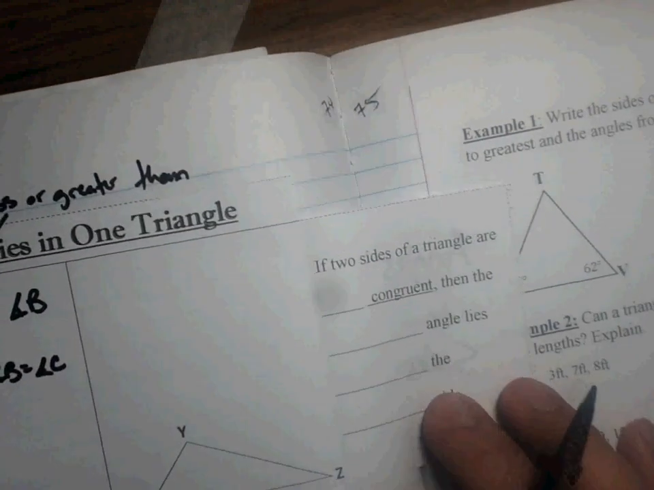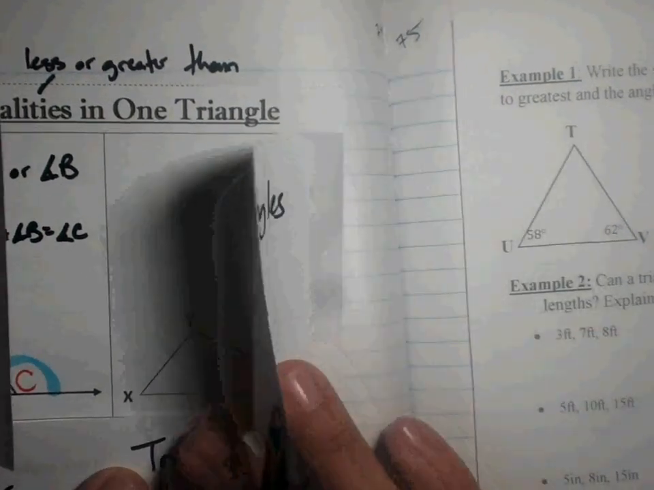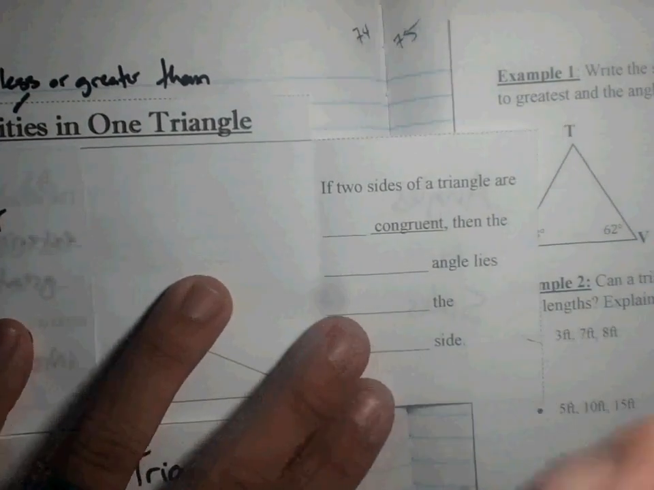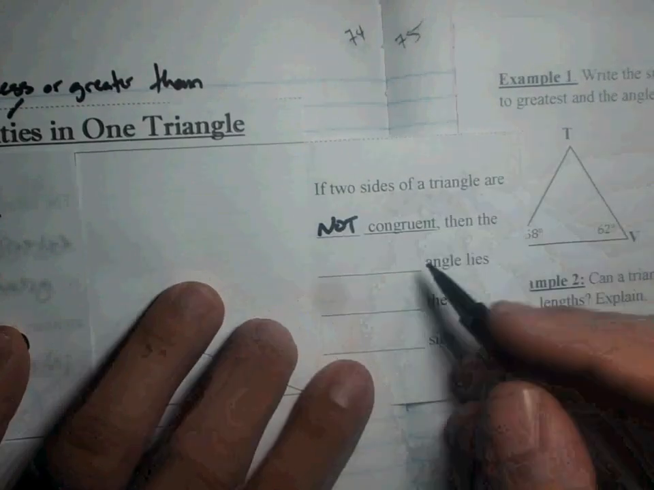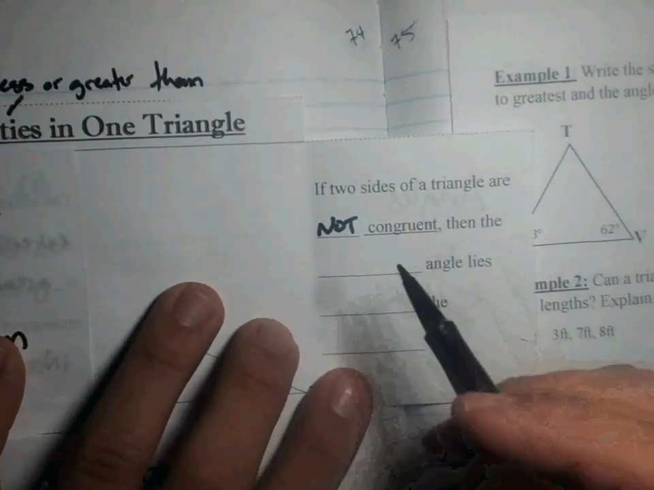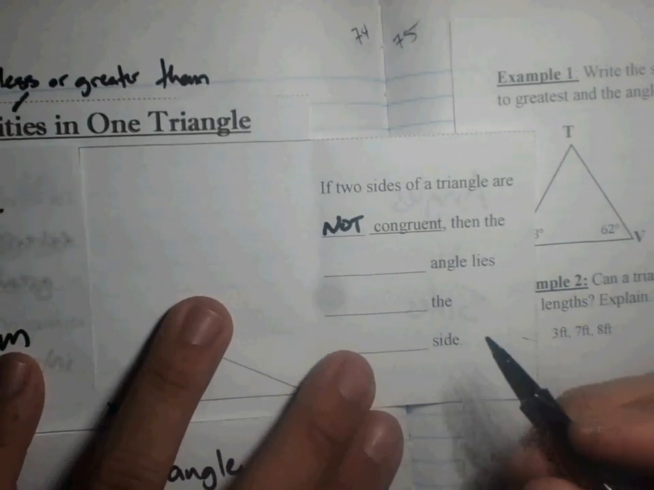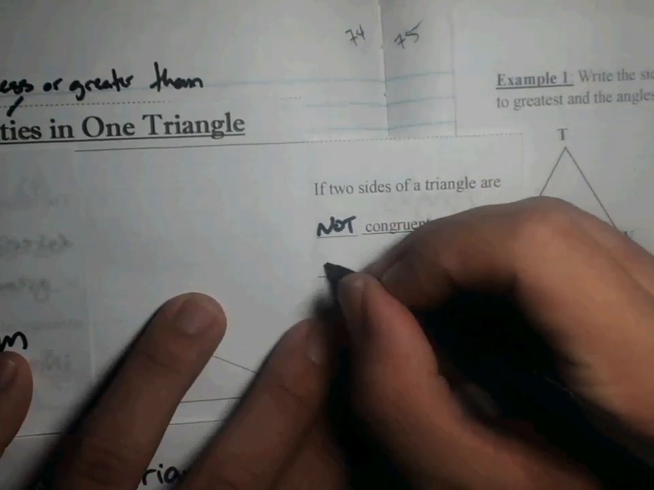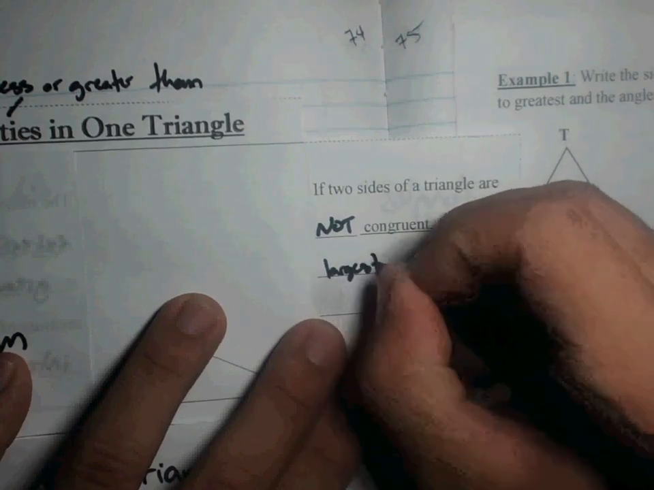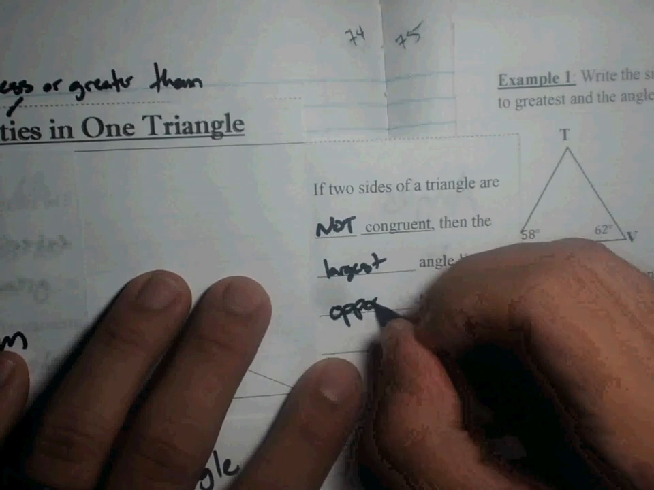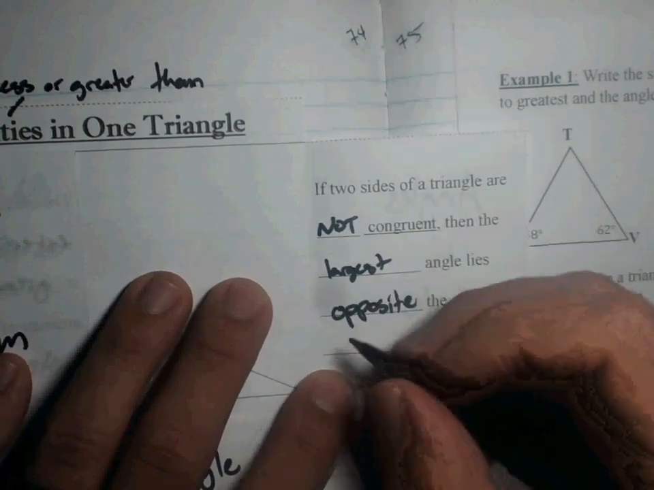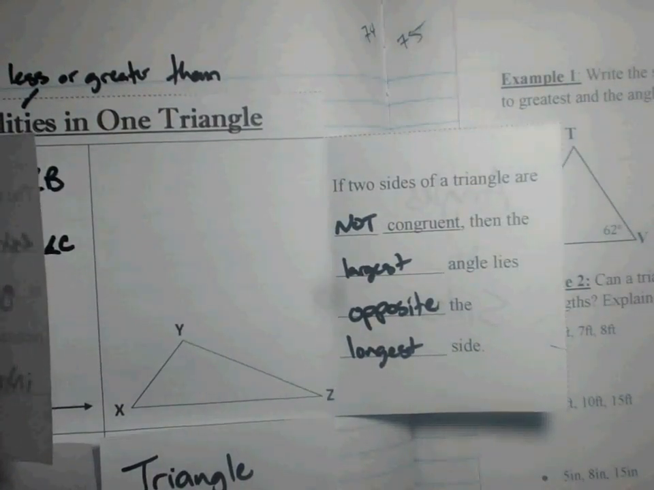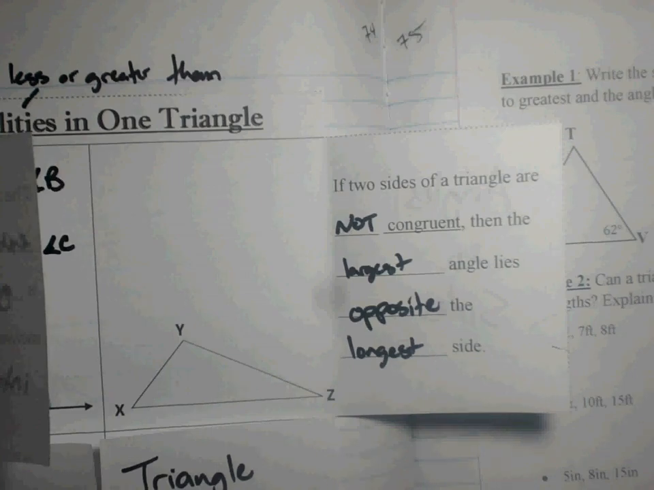So, angles to sides. If two sides of a triangle are not congruent, so in this case, if two sides are not the same, then the largest angle lies opposite the longest side. So let's take a look at this and see it individually with all the different angles.